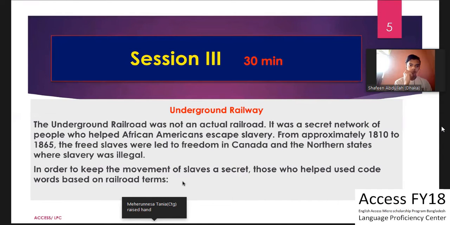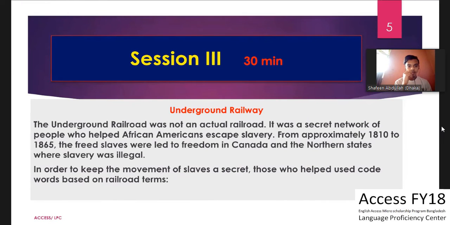Underground Railway. The Underground Railroad was not an actual railroad. It was a secret network of people who helped African Americans escape slavery. From approximately 1810 to 1865, the freed slaves were led to freedom in Canada and the northern states where slavery was illegal.